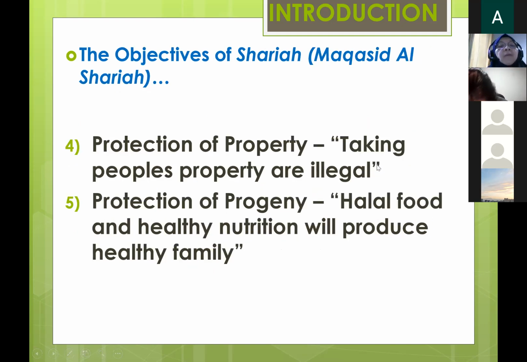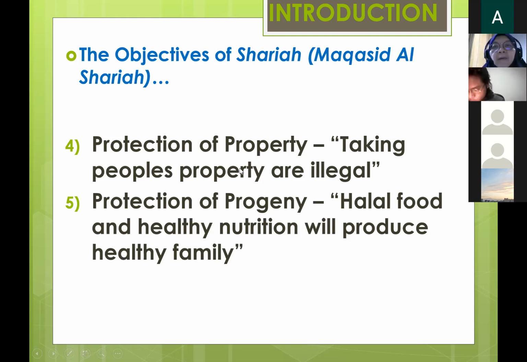And then you have number four, to protect our property. Taking people's property is illegal. Stealing is haram. You cannot steal other people's property. You cannot take other people's property without their consent, or illegally take their property or steal. By this way, Sharia law prevents this, to protect our property. It's haram.